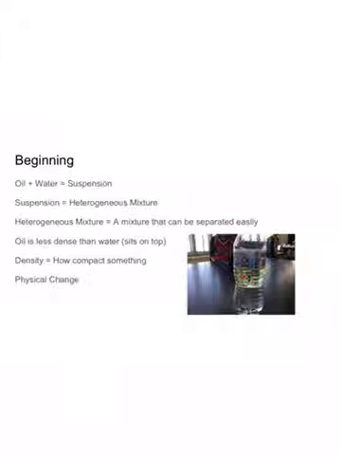Oil is less dense or less compact than water is, so it sits on top. This is also known as a suspension. A suspension is when two things don't mix together. A suspension is also a heterogeneous mixture. This is because it can be separated easily. If you wanted to, you could easily get the oil and water by themselves in separate cups.